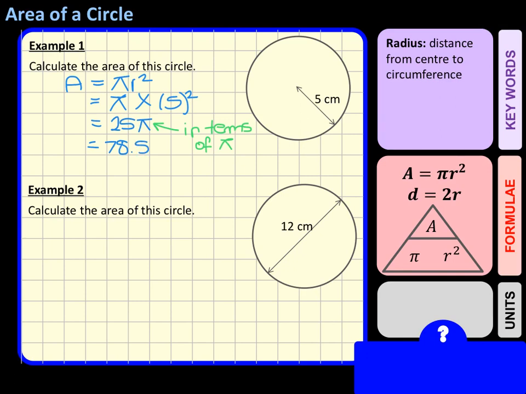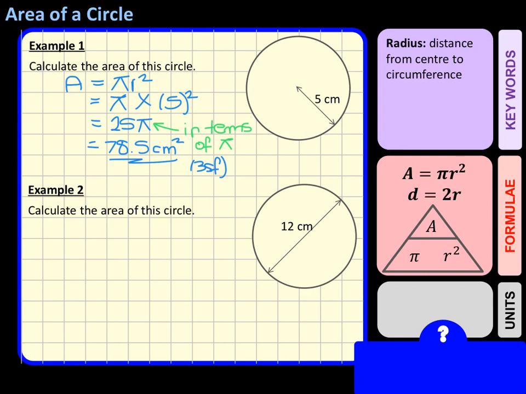So the only thing left to do now is to think about units. Area has to be measured in squared units, and here we have centimetres, so the units here need to be centimetres squared, and that's been done to 3 significant figures.